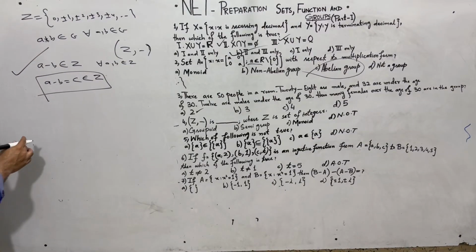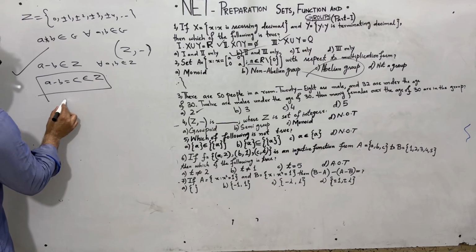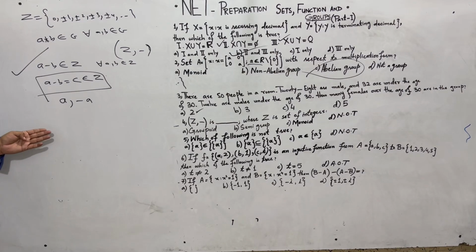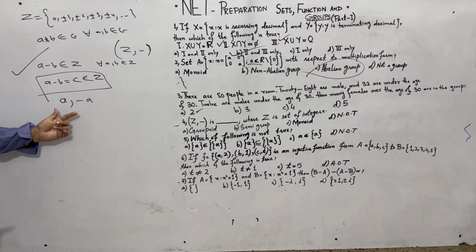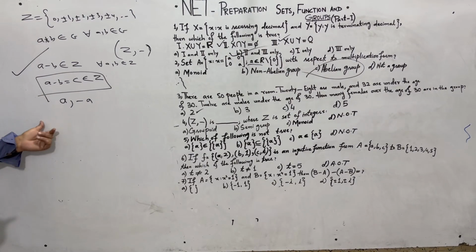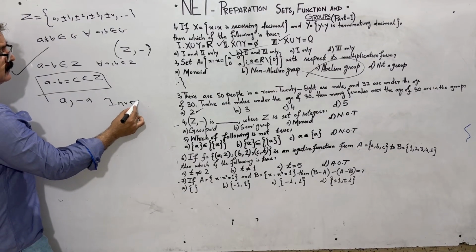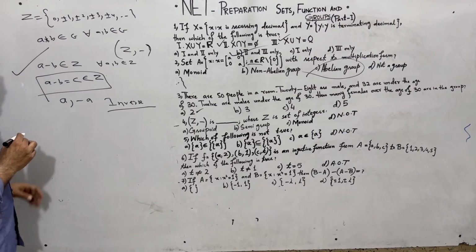What about the second? What about inverse? There is A, we must have minus A. Every integer has its additive inverse: A then minus A, minus A then positive A. Inverse also exists in this case.